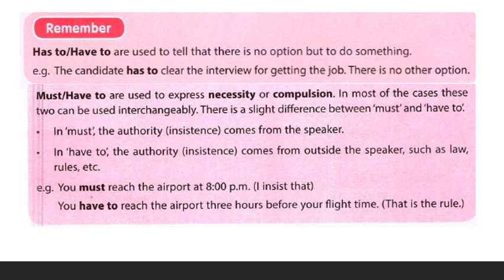Must or have to are used to express necessity or compulsion. That means there is no other go. You must or you have to do it.